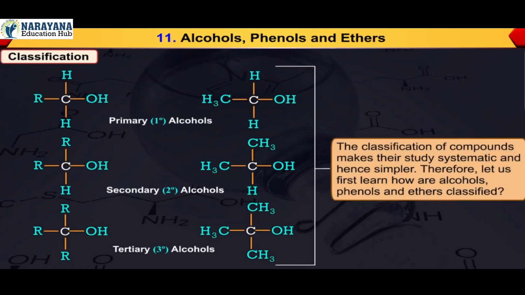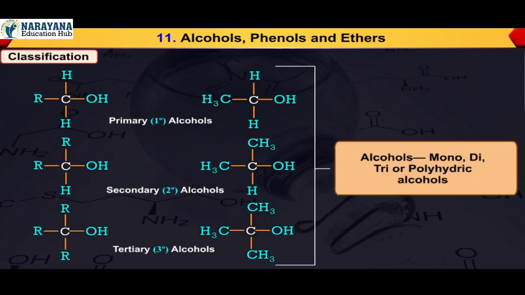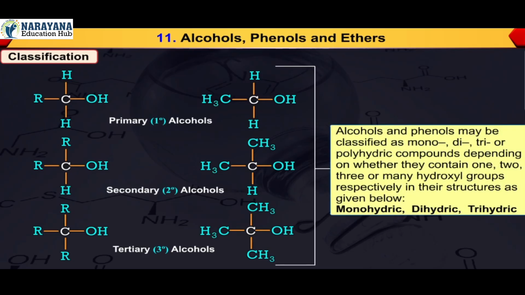Classification. The classification of compounds makes their study systematic and hence simpler. Therefore, let us first learn how alcohols, phenols, and ethers are classified. Alcohols: mono, di, tri, or polyhydric alcohols. Alcohols and phenols may be classified as mono, di, tri, or polyhydric compounds depending on whether they contain 1, 2, 3, or many hydroxyl groups respectively in the structures as given below.